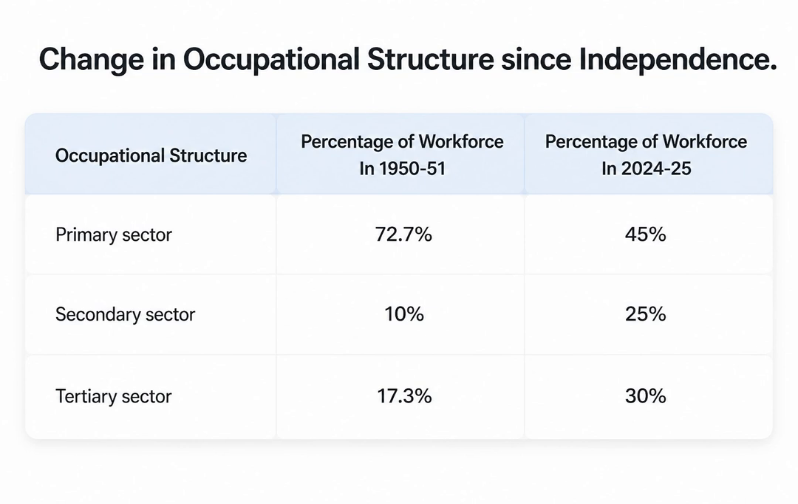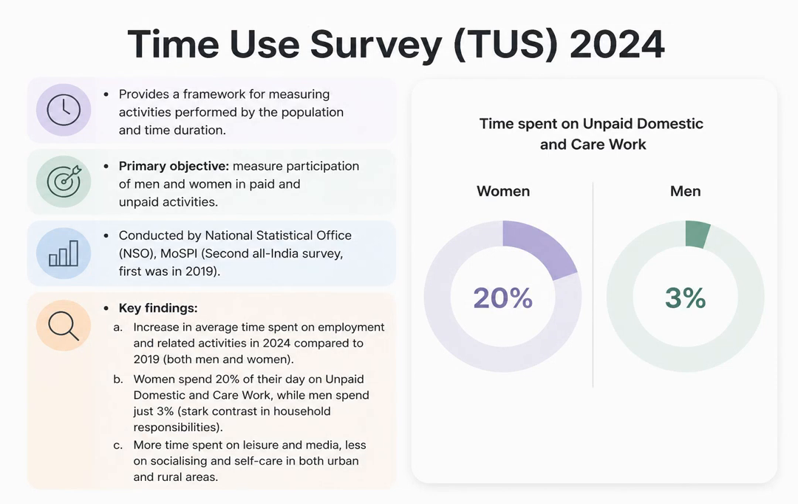This structural shift reflects India's transition from a purely agrarian economy toward industrialization and services. Another fascinating dataset is the Time Use Survey of 2024, conducted by the NSO. This is only the second such survey in India, the first being in 2019. Its goal is to measure exactly how men and women spend their time across paid and unpaid activities.